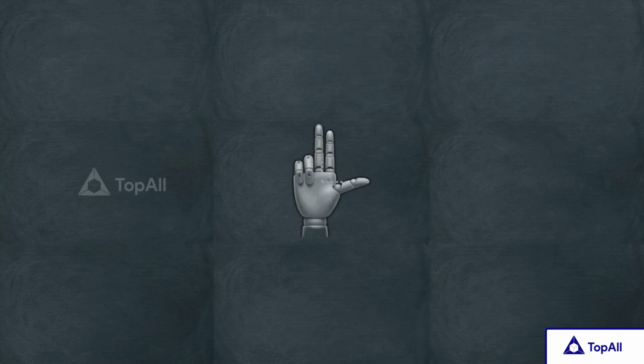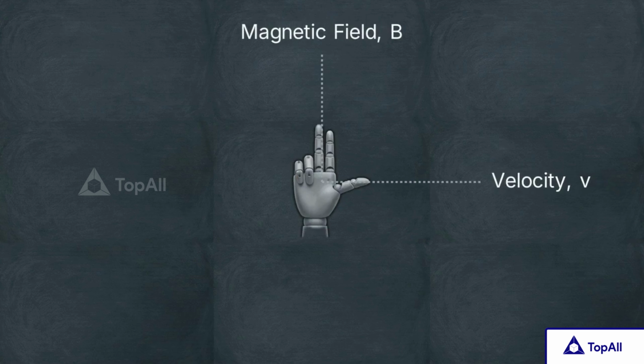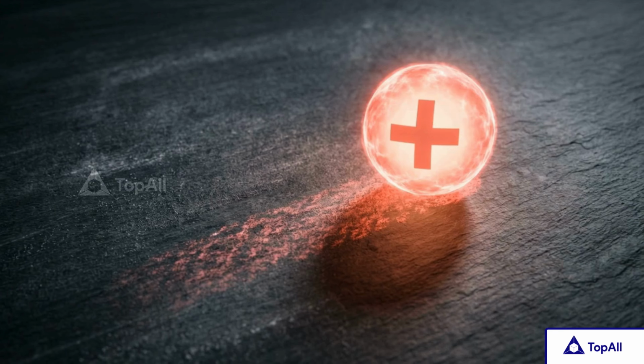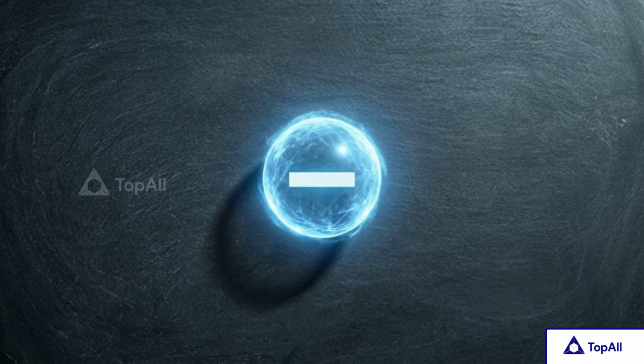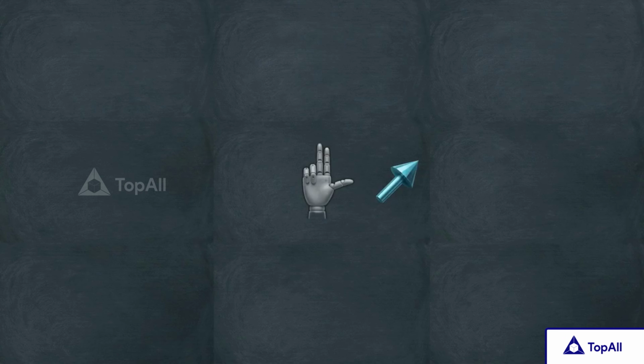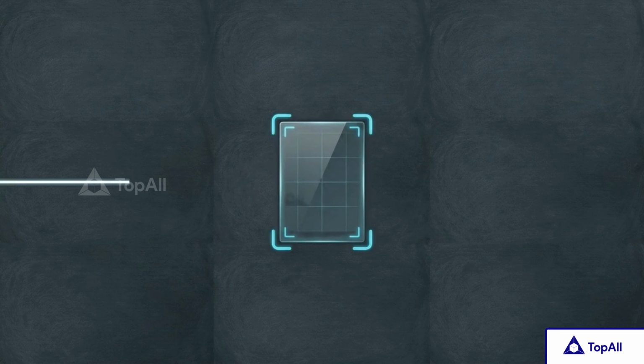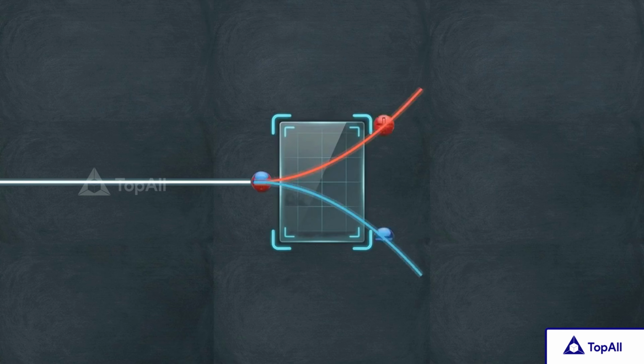Your thumb points in the direction of velocity, your fingers follow the magnetic field, and your palm shows the direction of the force. This specific orientation applies to positive charges, such as protons. Electrons have a negative charge, or a negative Q. In the math of the cross product, this negative sign forces the resulting vector to point in the exact opposite direction. This divergence means a beam of mixed charges will split into two opposite curves upon entering a magnetic field.